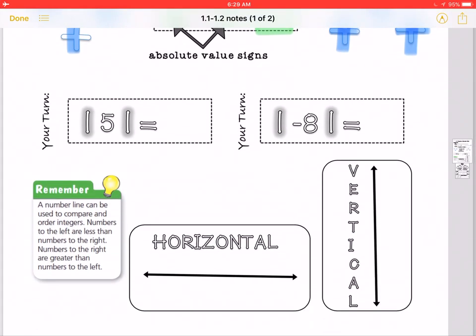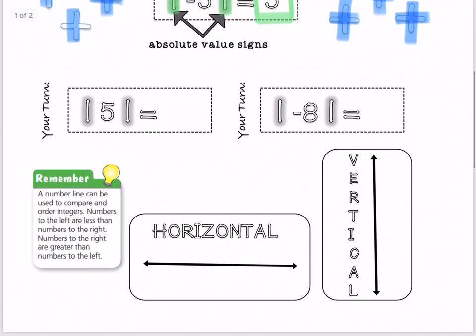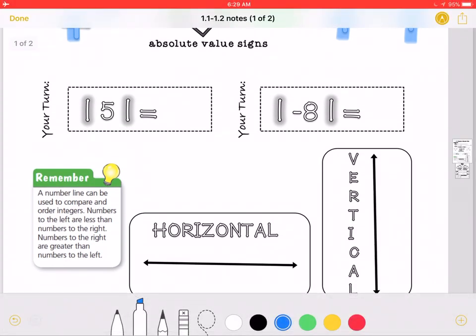So now what I would like you to do, we have these two problems here. It is your turn to try them. So if you want to pause the video for a few seconds and fill those in, you're finding the absolute value of 5 and the absolute value of -8. Press play once you've done that.